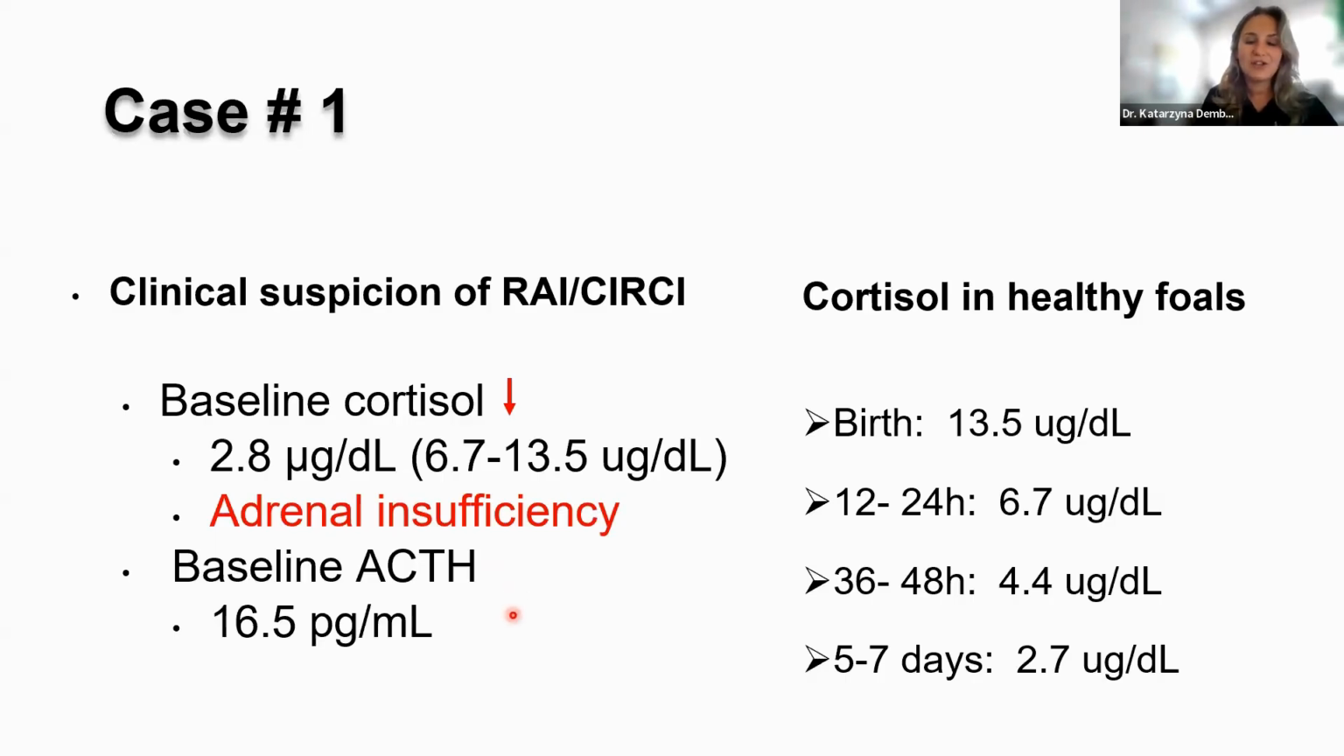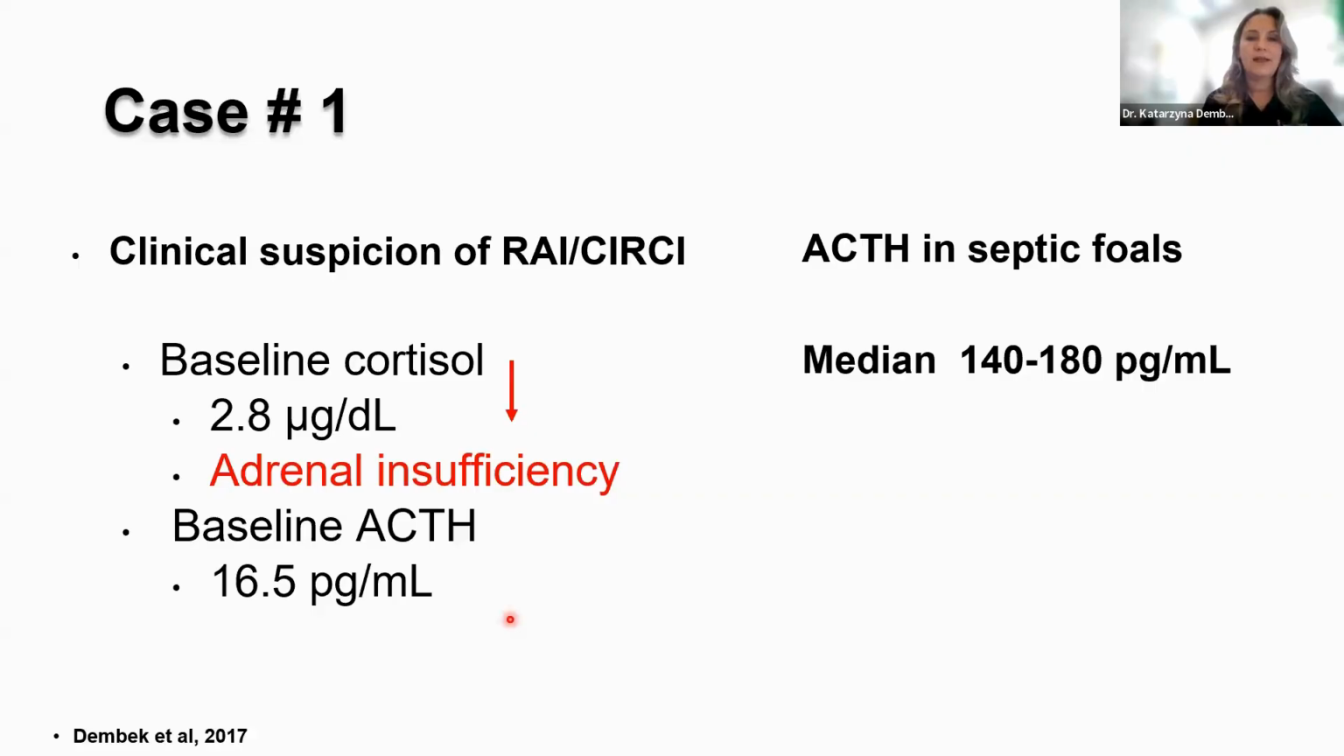Now, ACTH concentration is a little bit more tricky to interpret. So her baseline ACTH was 16.5 picograms per ml. Looking at published studies in septic foals, most septic foals will have a median ACTH anywhere between 140 to 180 picograms per ml. So again, 16.5 in a very sick foal is lower than we would expect. So again, this is consistent with pituitary gland dysfunction.